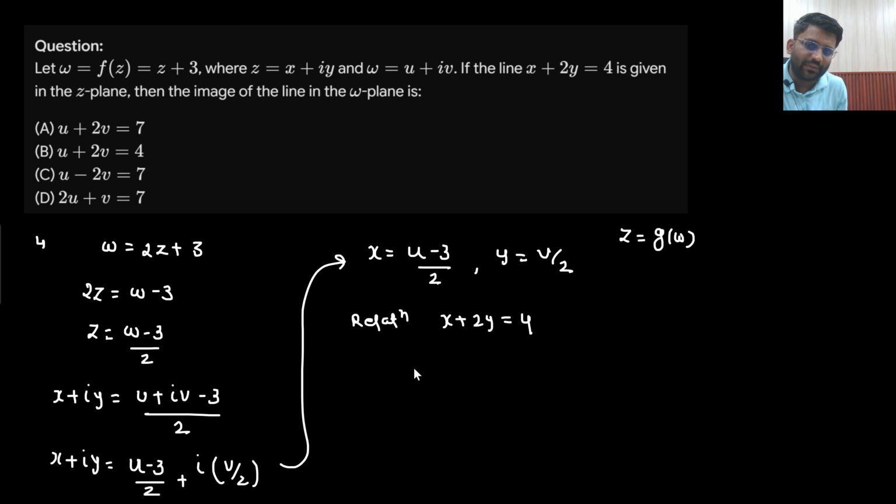Simply put these values. What is the value of x? u minus 3 divided by 2 plus 2 into v by 2 equals to 4. What answer are you getting? 2 and 2 will get cancelled out. This 2 would go here. So, u minus 3 plus 2v would be equal to 8.